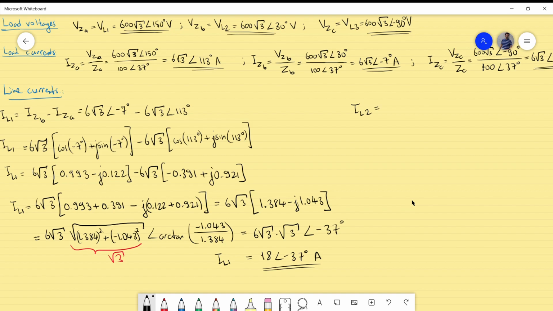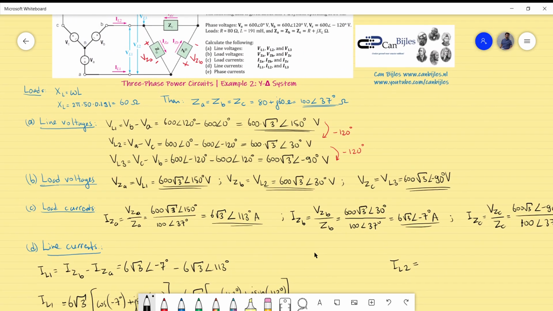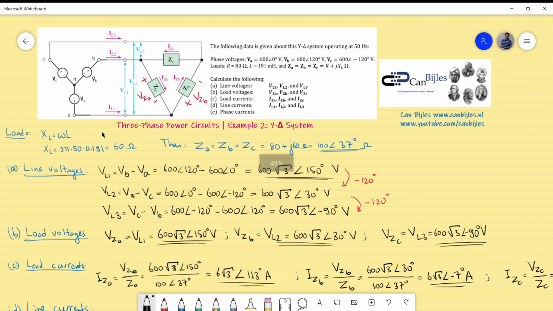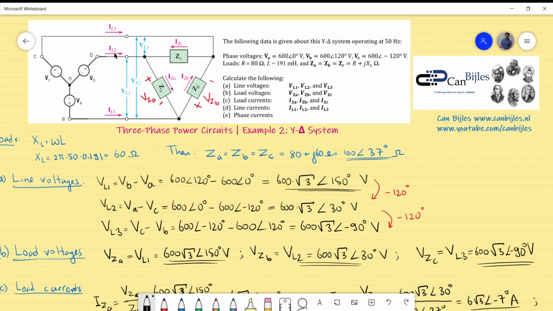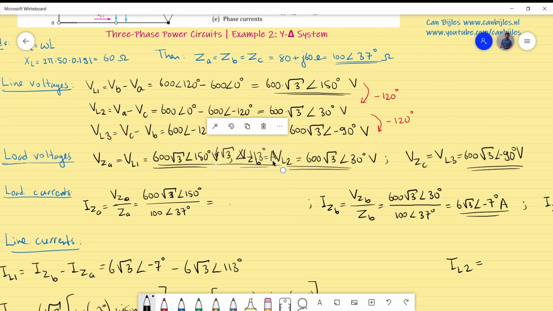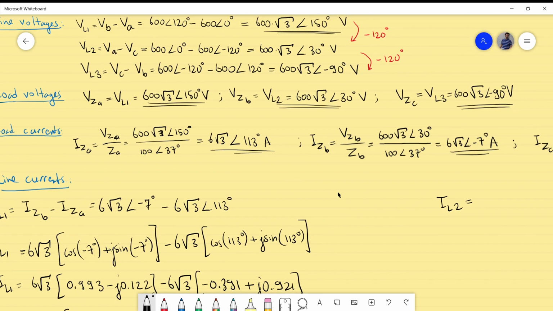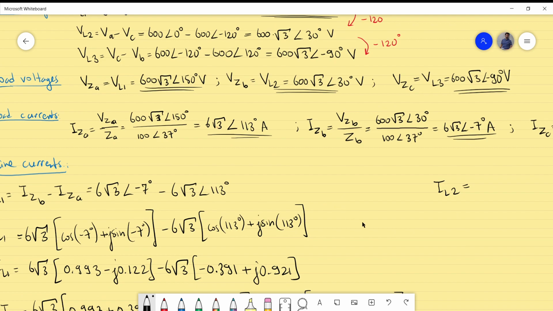And let's look at IL2, the line current 2. A little bit zooming in. So what we have is the following. IL2 is this one, which is actually this current IZ of A minus this, so IZ of A minus IZ of C. So that's actually for the second line current. So let's move on.